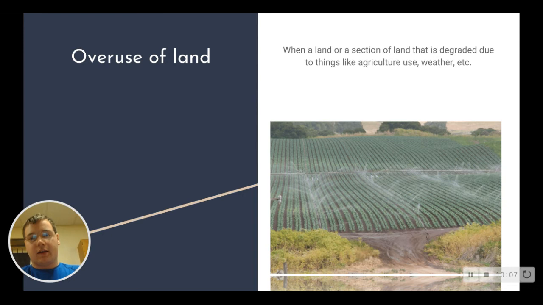Next one is overuse of land. This is when a section of land is degraded due to things like agricultural use, water, and weather. In the picture down here, we have a bunch of land being used for agriculture, the growing of plants and farming. These farmers are using all that land just for that, which means animals cannot live in that land, and it's getting degraded because of that.